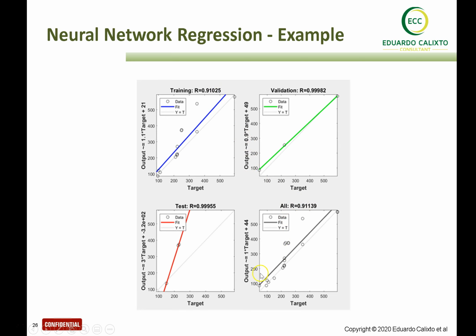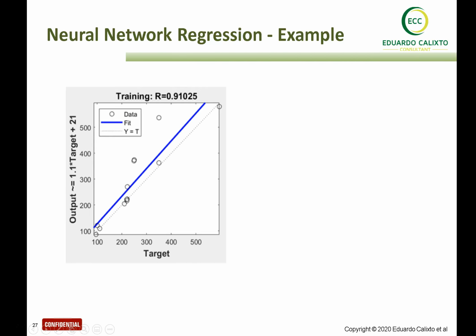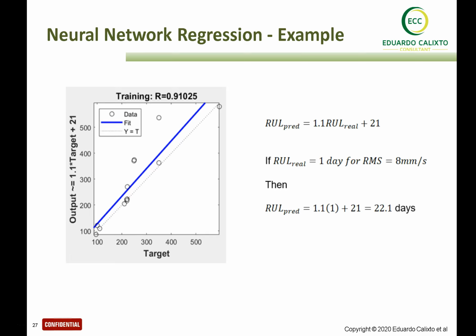So the idea now is to predict the remaining useful life by using the targets. And then of course, if I get one of these regression equations, let's consider the training data. Now I can predict the remaining useful life based on the real targets that I have as remaining useful life, by using this equation.